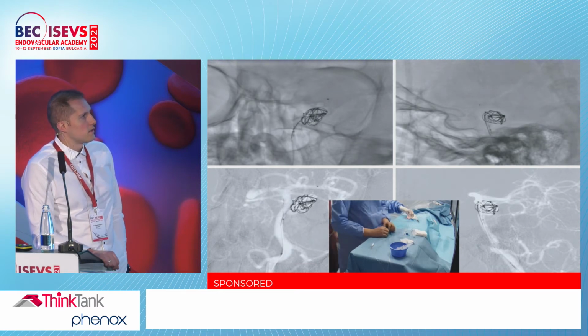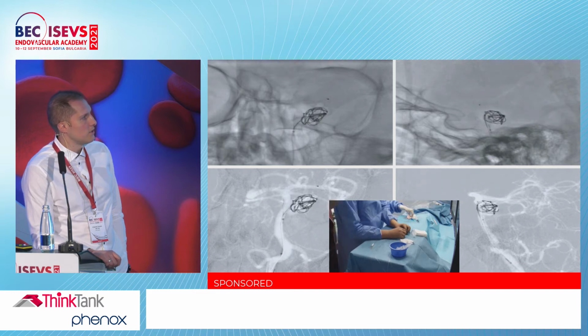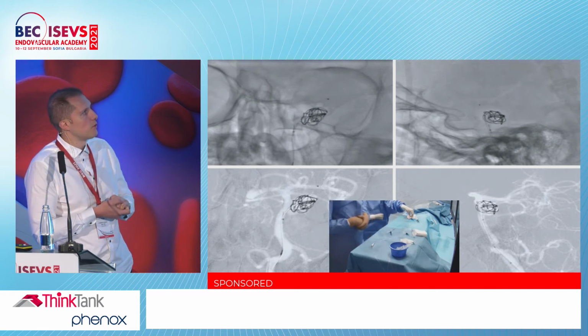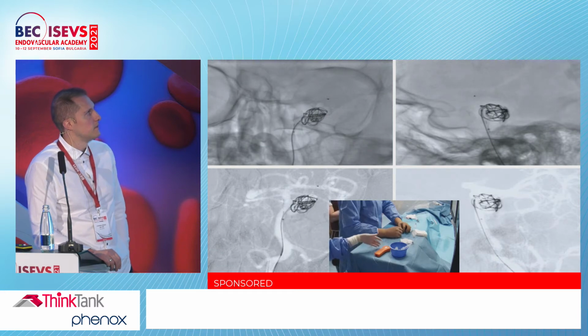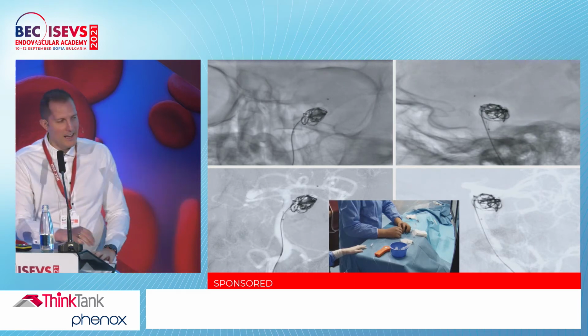So when I was satisfied with the position of the coil, I detached it. And you will see very nicely how, when you push the stent from the point of no return, it is perfectly applied to the mid-basilar artery. I lied to you. There is a second coil. Sorry about that, I forgot it.